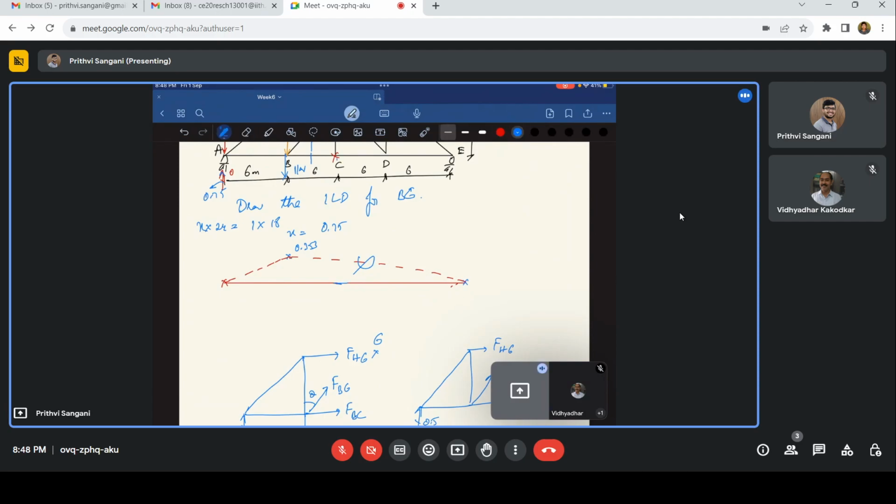So this C is minus. Again, at E it should be 0, right? You can do one more iteration, but at D it is going to be linear.